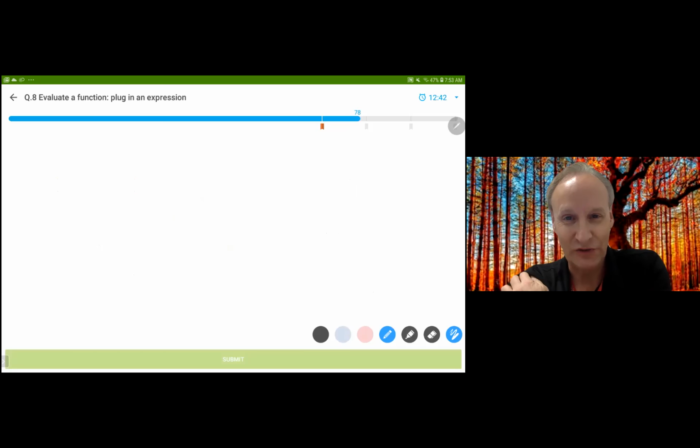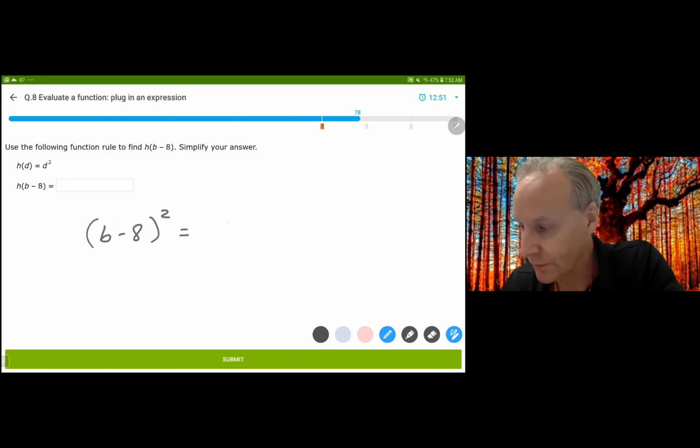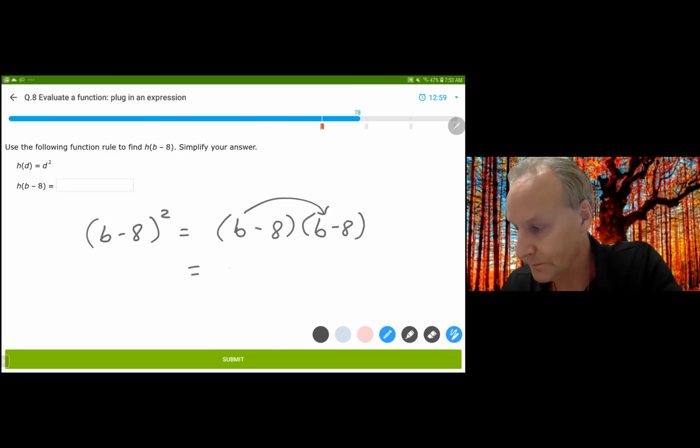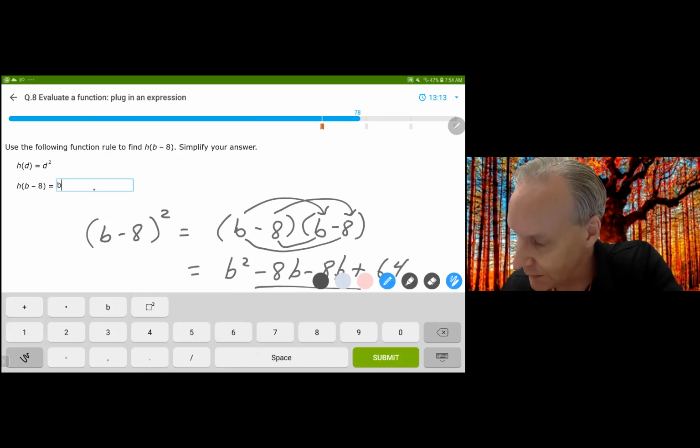Need to make sure you have that middle term. B minus 8. Okay, so let's see. B minus 8 times, it's being squared. So we're talking about B minus 8 times B minus 8. Notice we have B squared minus 8B minus 8B plus 64. So our middle term is minus 16B. So we have B squared minus 16B.